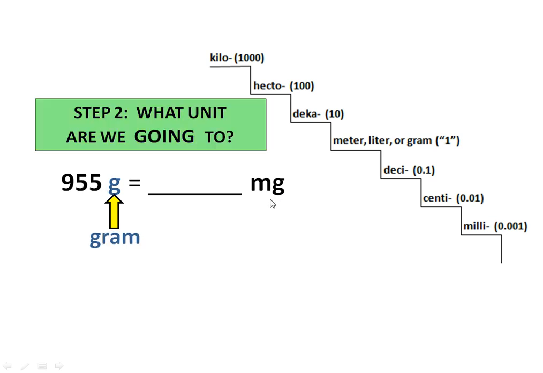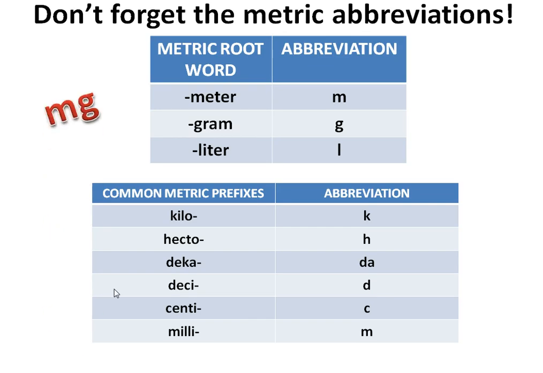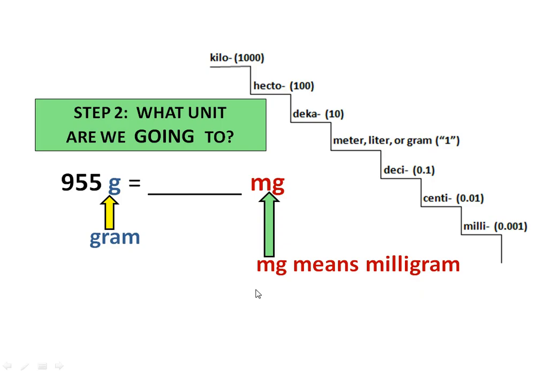Now we look at what unit we are trying to get our answer to. And so we see mg, a lowercase m, a lowercase g here. So in mg, the first letter is an abbreviation for our prefix. In our prefixes, an m is milli. And then the last letter is the abbreviation for our metric root word, so a lowercase g is a gram. So mg together, milli and gram, means milligram. So we're trying to get the answer from grams into milligrams.